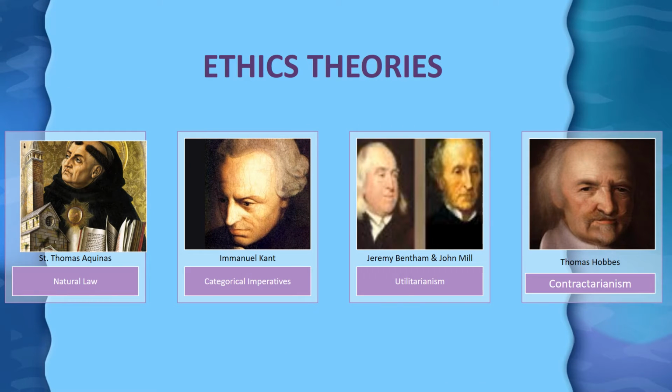So I'll begin by discussing the 4 ethics theories: natural law, categorical imperatives, utilitarianism, and contractarianism. Thomas Aquinas came up with the natural law theory. This theory is on human nature and laws. It's based off of using rationality and reasoning.